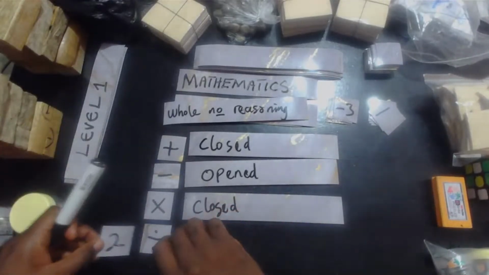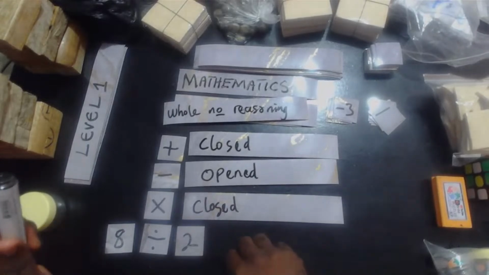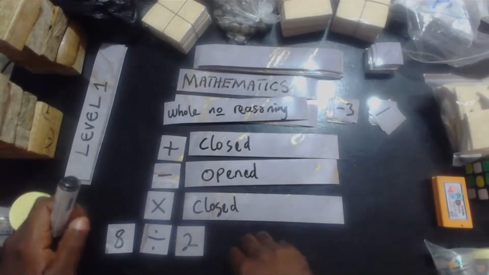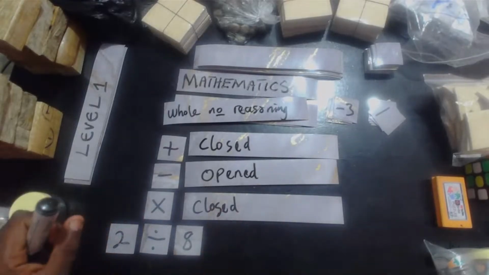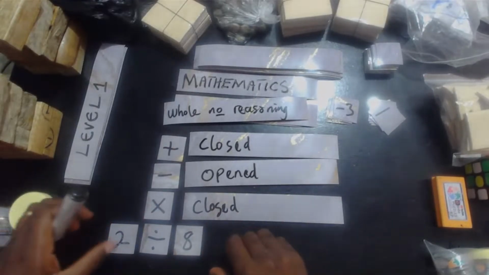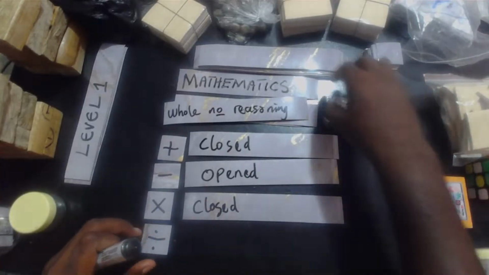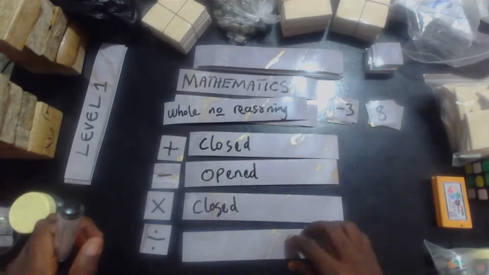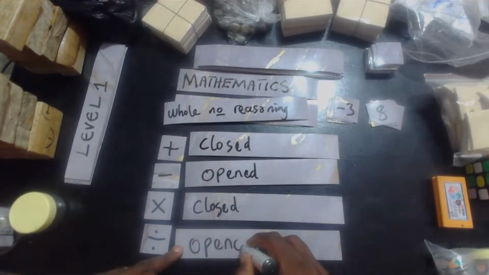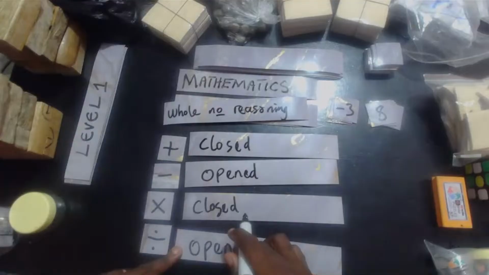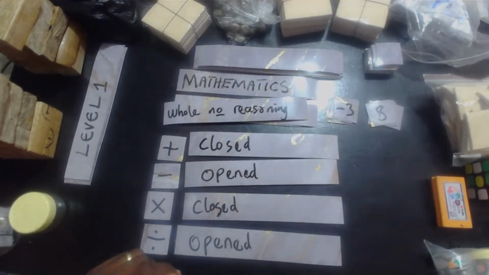Now, division. It's obvious to see that 8 divided by 2 is 4, which is a whole number. But 2 divided by 8 is 1 over 4, which is a rational number. So the conclusion here is that division is open, or it is not closed under the whole number reasoning.